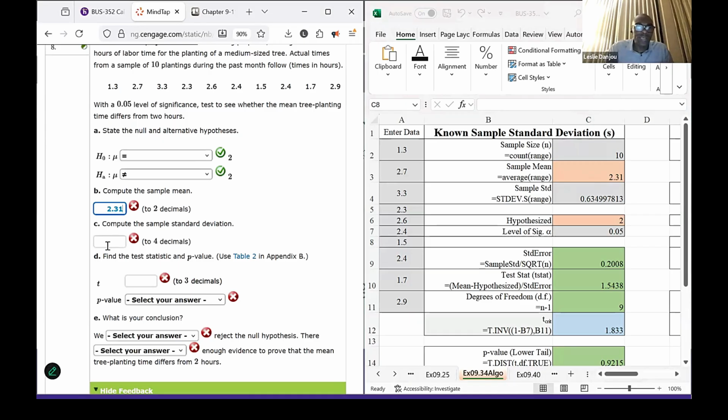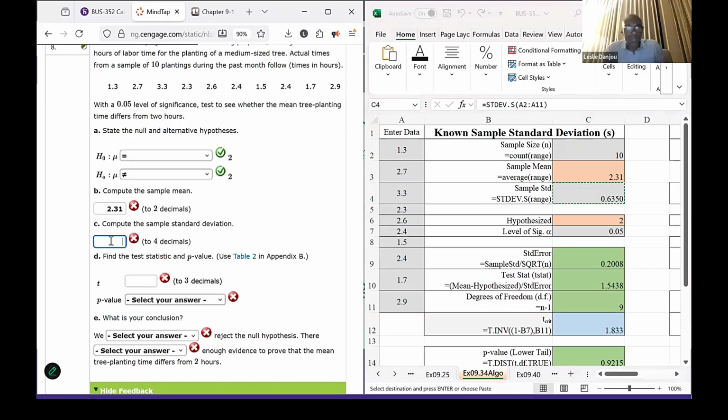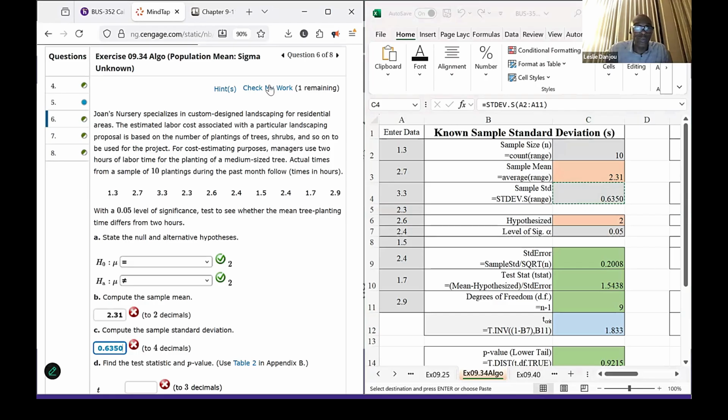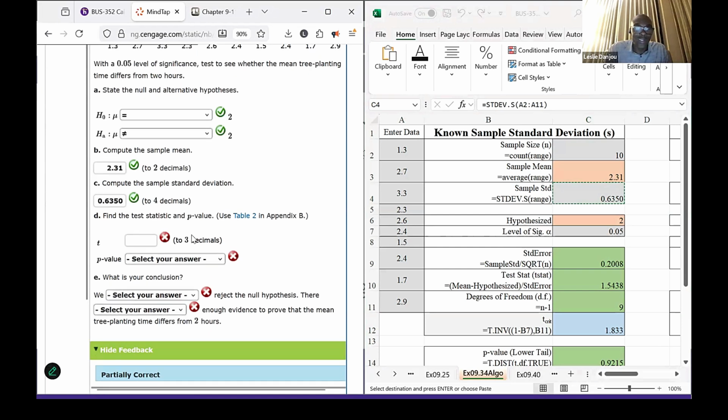All right. Sample standard deviation, and they want 4 decimal places. Move that thing over. All right, 4 decimal places. I ain't got time to type all of that. I'm going to copy and paste. And I'm going to check my work because I don't want to go too far and I'm doing it wrong. Yes, sir.